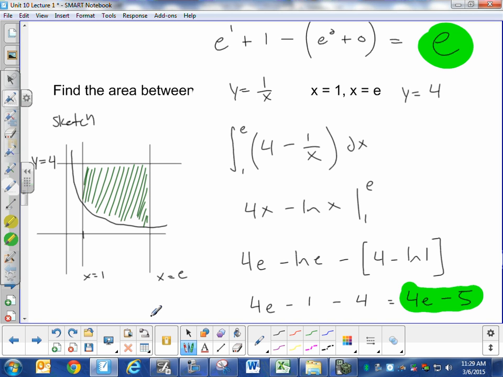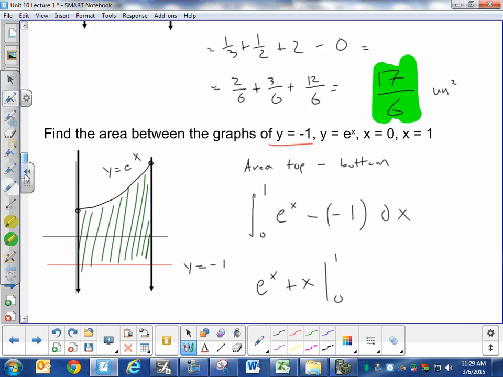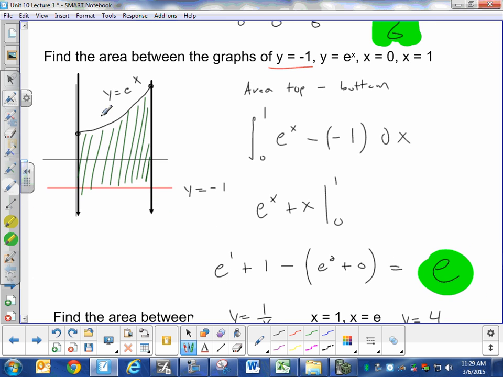So I would say at least half, if not more than half, of your test will be calculator allowed. Okay, do we get 4e minus 5? All right. Any questions about this problem? Notice how it's different. The line is the top. The function is the bottom. So it's different from the previous one, where that was the top and this was the bottom.